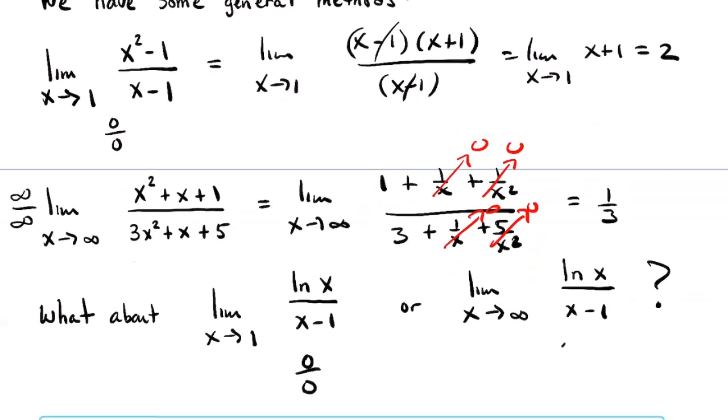Same thing here. This one's infinity over infinity. The logarithm as x goes to infinity grows without bound, and so will x minus 1. Yeah, so how do we handle those? That's what L'Hopital is built to do. Okay, so let me show you the rule.